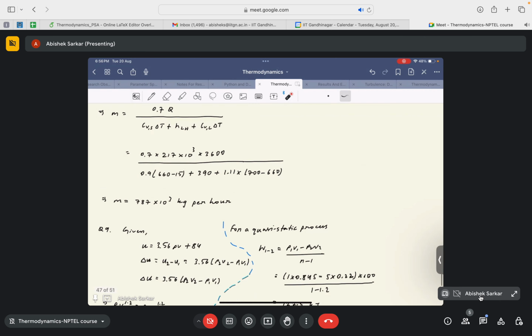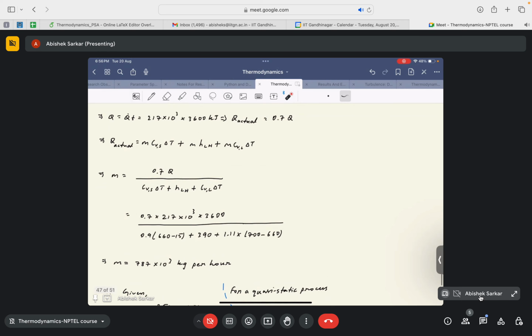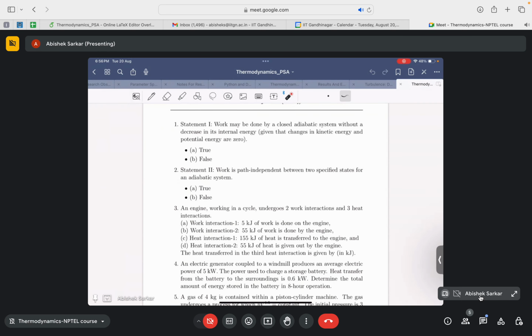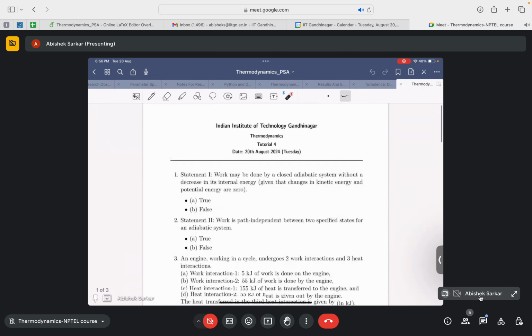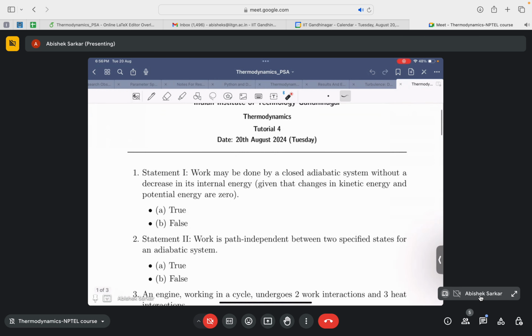So I guess now we can start solving the problems. Let me show you the problems for this week. I hope the questions are visible. Let us discuss the first problem. The first two questions are again true and false type questions. Of course, there are only two options, one of them is correct, a 50-50% chance. But still, let us hope that we get the right one all the time.